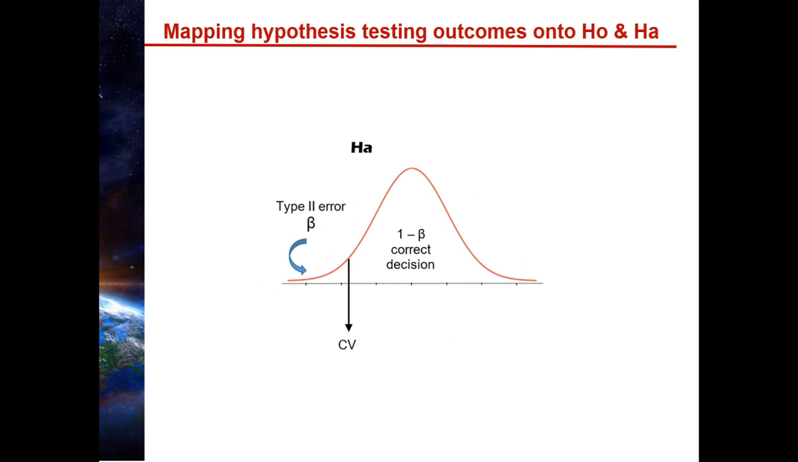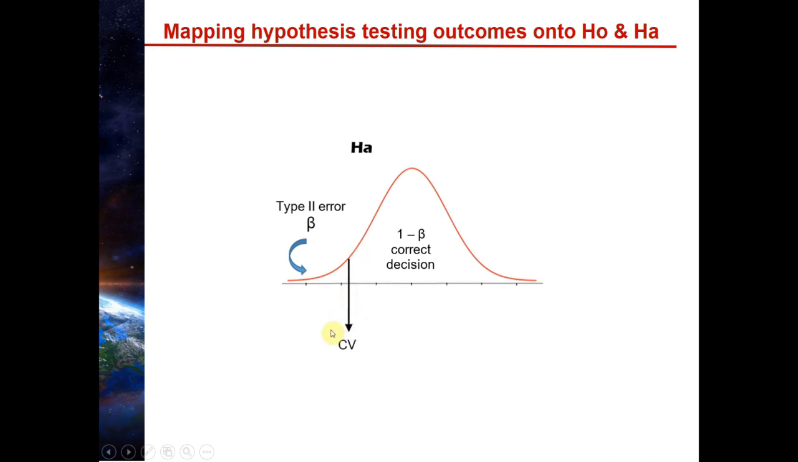Now let's look at areas under HA. Again, there's two areas. And again, they have to add up to 1 or 100%. So if you have a critical value, that critical value is also going to appear somewhere on HA, right? Because H0 and HA overlap. They both extend from negative to positive infinity. So when you get a critical value, that critical value is not only going to be on H0, it's also going to be on HA.